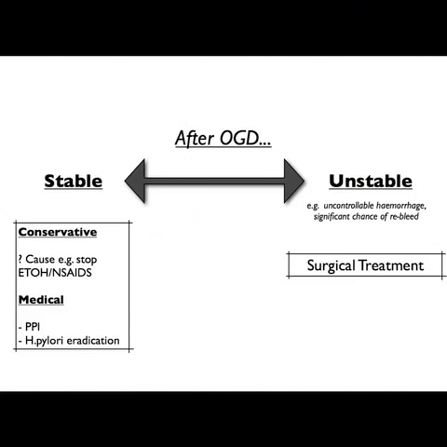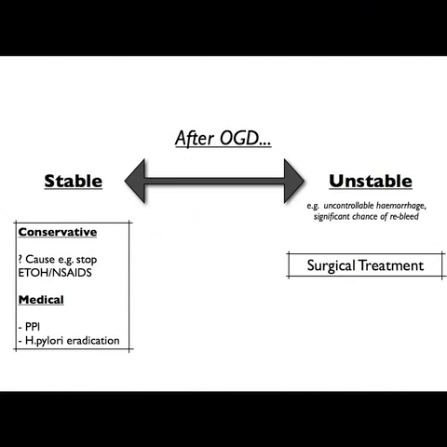So, patient's gone for their OGD. They've had the second part of their Rockall scoring system, etc. You can then classify them according to 2 situations. Either they're going to be stable or they're going to be unstable. They're going to be unstable if they continue to have uncontrollable hemorrhage or if the endoscopist has told you that there's a really significant chance of rebleeding. If this is the case, they're unstable, you want to move on to surgical treatment, which we're going to go on to in a second. If they're more stable, you can treat them conservatively.